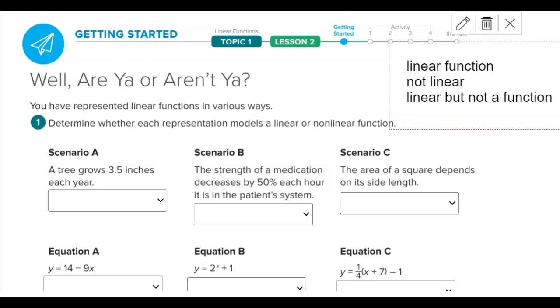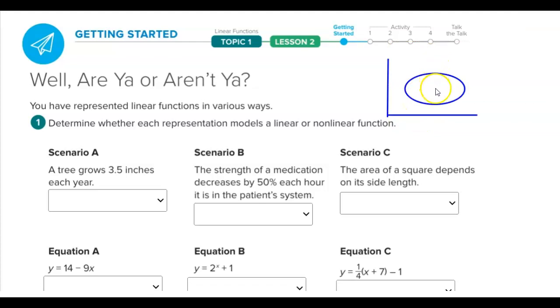You're going to be deciding if the representation is of a linear function. You're also sometimes going to decide that the representation is not linear. Maybe it's a curve or something like that. And there's another option that maybe it is linear, but it's not a function. So these are going to be your choices: linear function, not linear, or yes, linear, but not a function. So here's an example of something that you would decide is not a function.